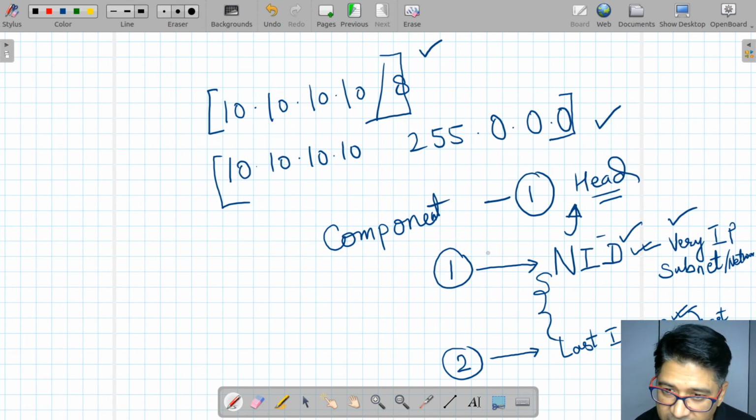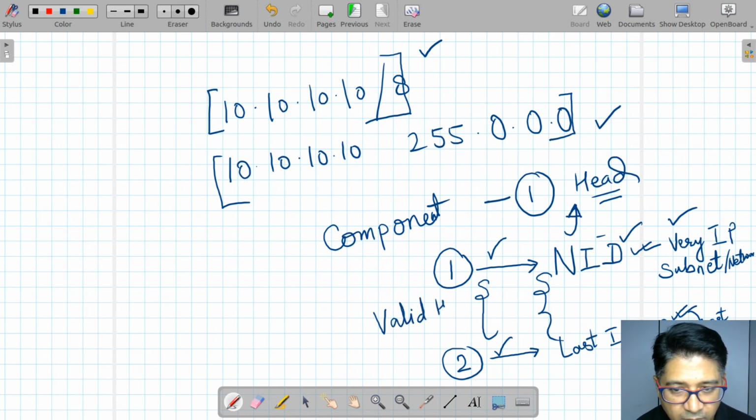We understand the first IP and the last IP. What about in between the first and last? Those are called valid hosts. In any network, the first IP is reserved for the network ID and the last IP is reserved for the broadcast IP. All remaining IPs are valid hosts, meaning you can assign those IPs to your systems.